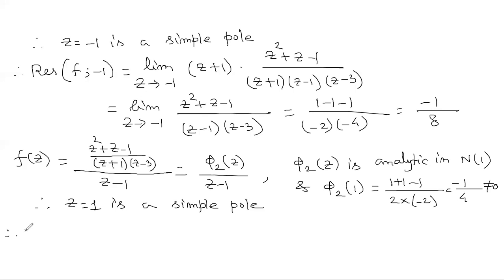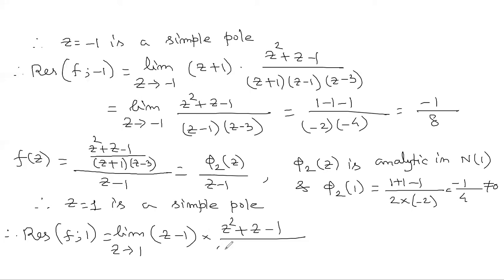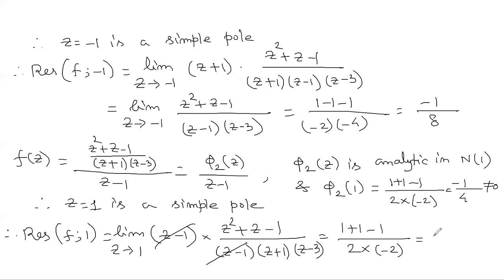So we can see z = 1 is a simple pole. So we can get the residue of f at 1 as limit z tends to 1 of (z − 1) into f(z), which is (z² + z − 1) by (z + 1)(z − 3), that is equal to (1 + 1 − 1) by 2 into (−2), that is equal to −1 by 4.